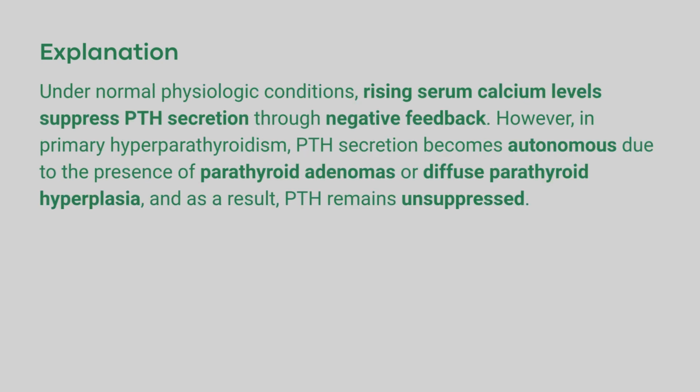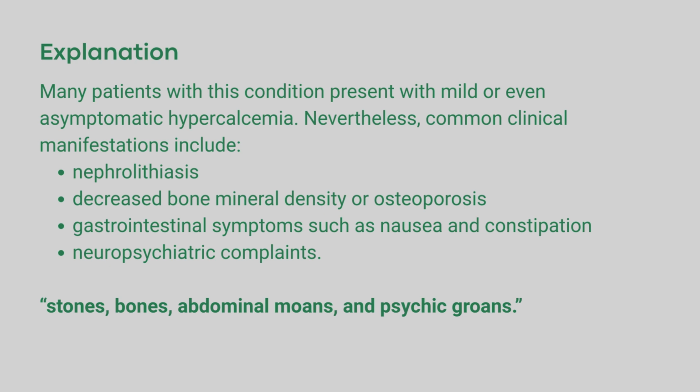Under normal physiologic conditions, rising serum calcium levels suppress PTH secretion through negative feedback. However, in primary hyperparathyroidism, PTH secretion becomes autonomous due to the presence of parathyroid adenomas or diffuse parathyroid hyperplasia, and as a result, PTH remains unsuppressed. Many patients with this condition present with mild or even asymptomatic hypercalcemia.